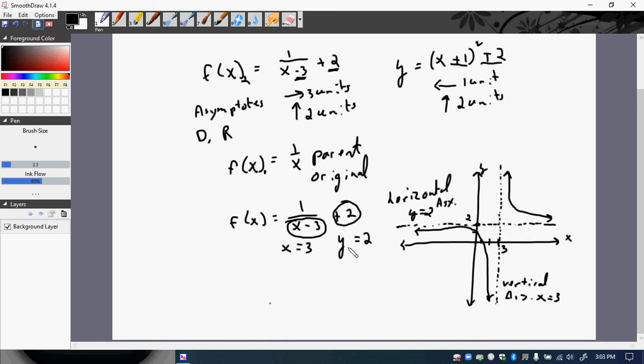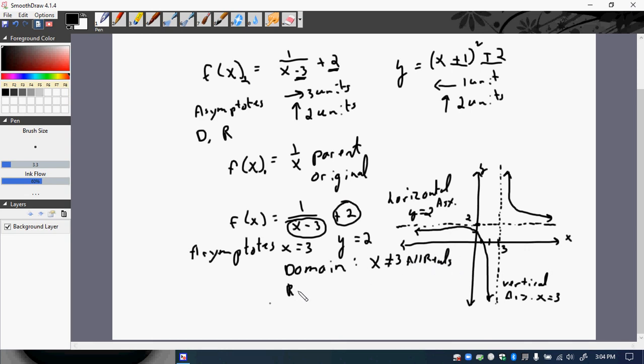So I now know that these two are my asymptotes that you're going to have to create. So here's the asymptotes. And then if I want to know the domain and the range, well, the domain is all the x values. The only x value I can't use is 3, because if I put 3 in for x, I get a 0 denominator, and I can't have that. So x cannot be 3, and it's all the reals.